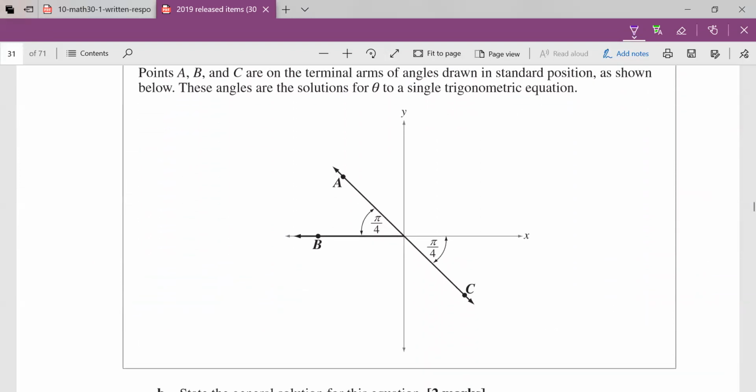All right, what do we got here? We got points A, B, and C on the terminal arms of an angle drawn in standard position as shown below. These angles are the solutions for theta to a single trigonometric equation. State the general solution for this equation. One of the things about general solutions is if I wanted to be lazy, all I'm going to do is just write 3 general solutions, but I need to figure out where these are first.